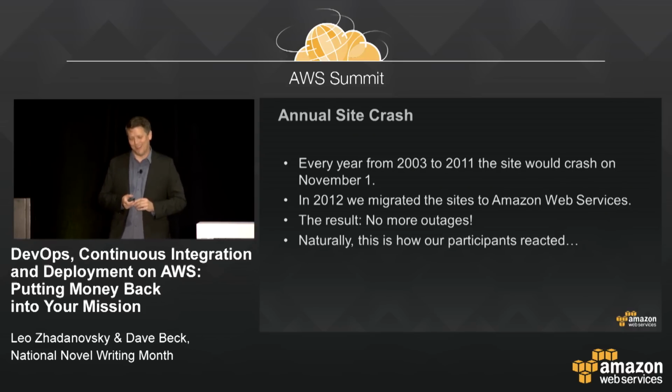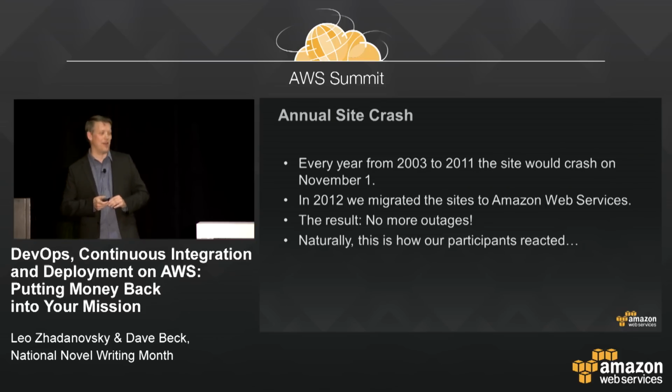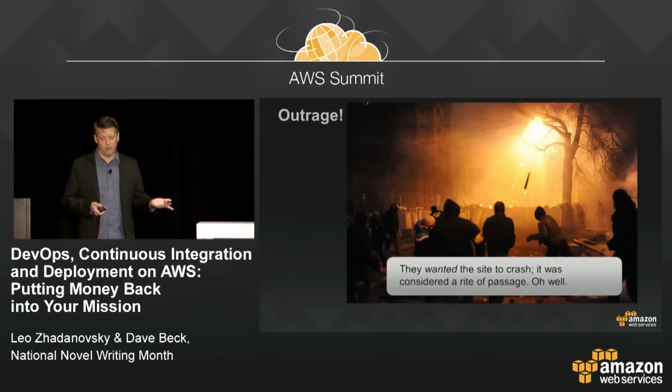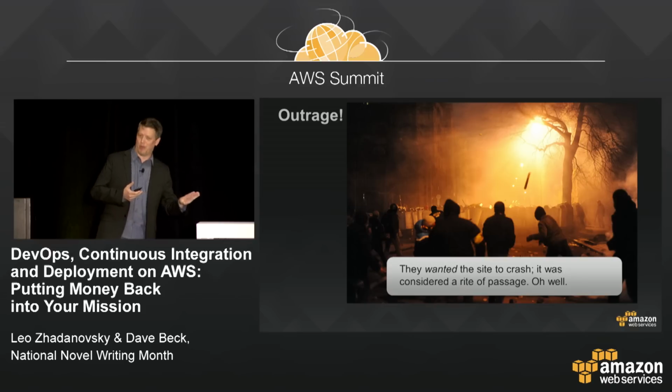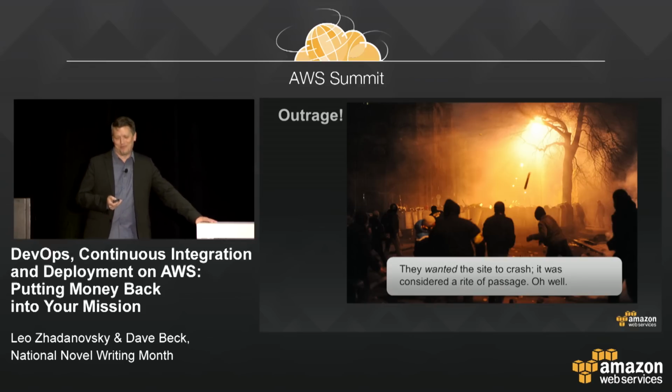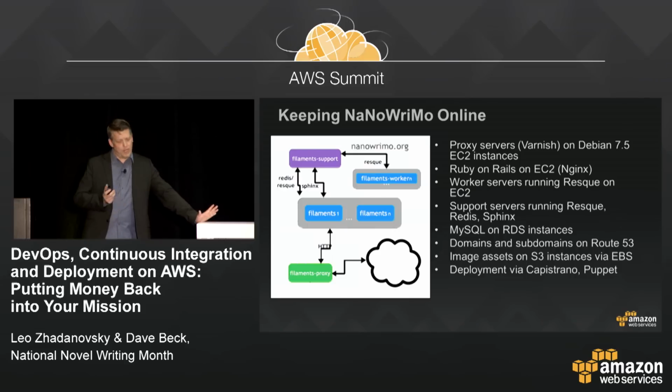This is great, actually. Our site crashed every November 1st from 2003 to 2011. And we finally migrated in 2012, and we had no more outages. The site did not crash. And as a result, our participants were outraged. They saw this as kind of a badge of honor. Bringing down the site was what they loved to do every November 1st. So, I don't know, that's kind of a negative about AWS, I guess.